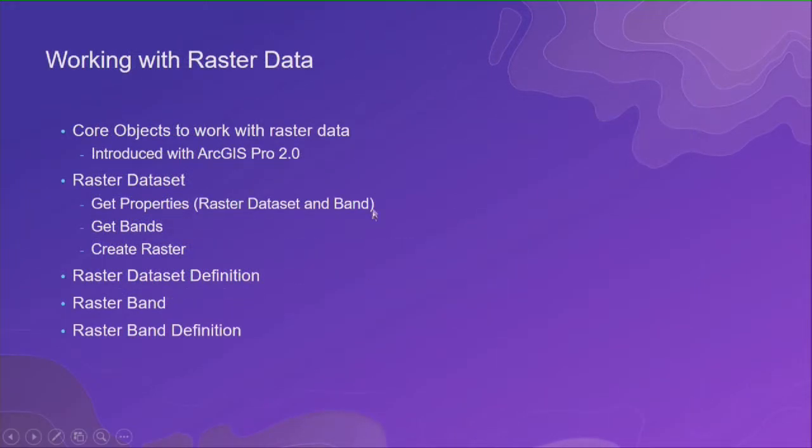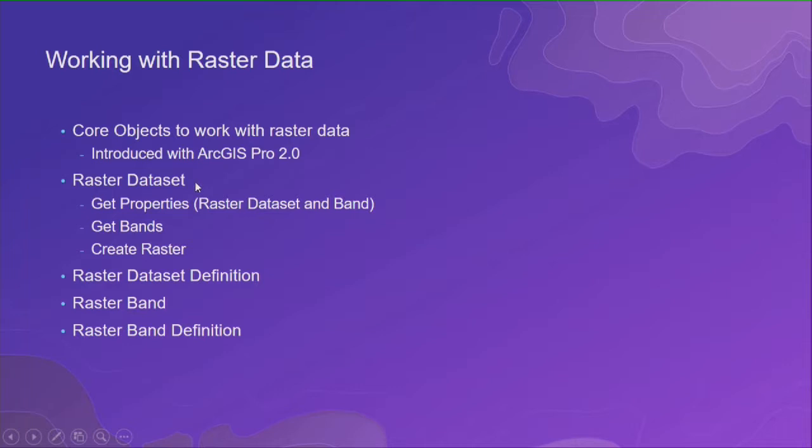At 2.0, we introduced a finer-grained API in the form of core objects to work with raster data. This allows you to access rasters without actually creating a layer from them, and more importantly, access their properties and, of course, pixels. The first few objects that we added were a raster dataset object. If you worked with ArcObjects before, you're probably familiar with the raster dataset and the raster bands. A raster dataset represents an image either on disk or in a geodatabase.